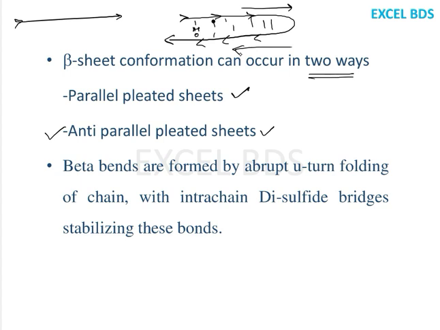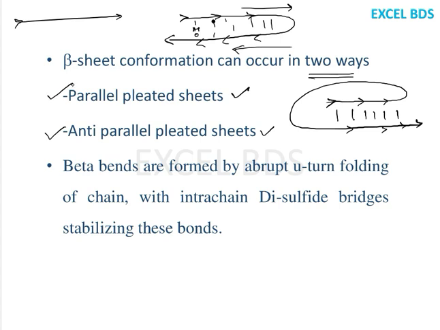Now, for example, you can see this is the structure. Hydrogen bonds are formed here. Both are moving in the same direction, parallel to each other. The beta sheets are running parallel to each other. So depending on orientation, they can be called parallel or anti-parallel.